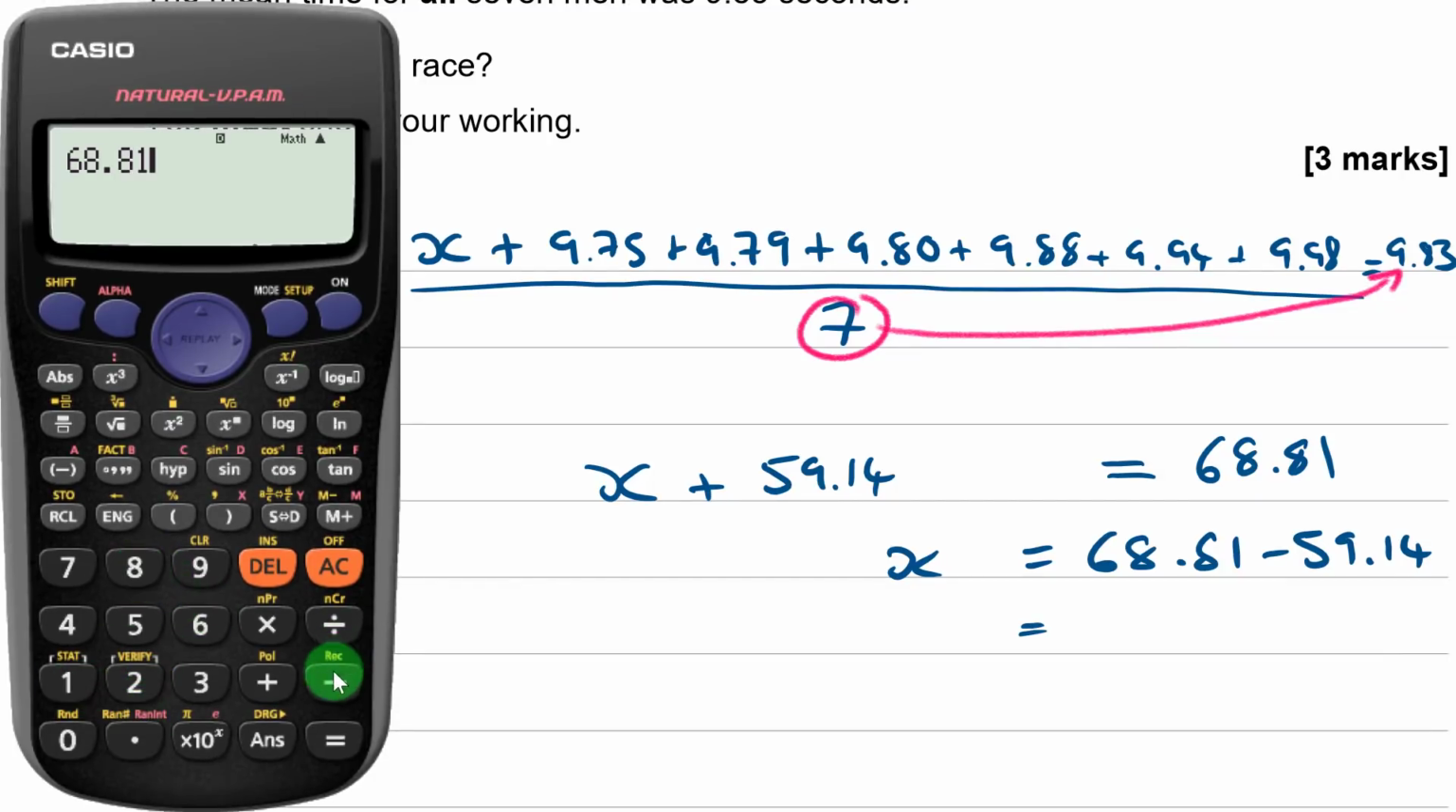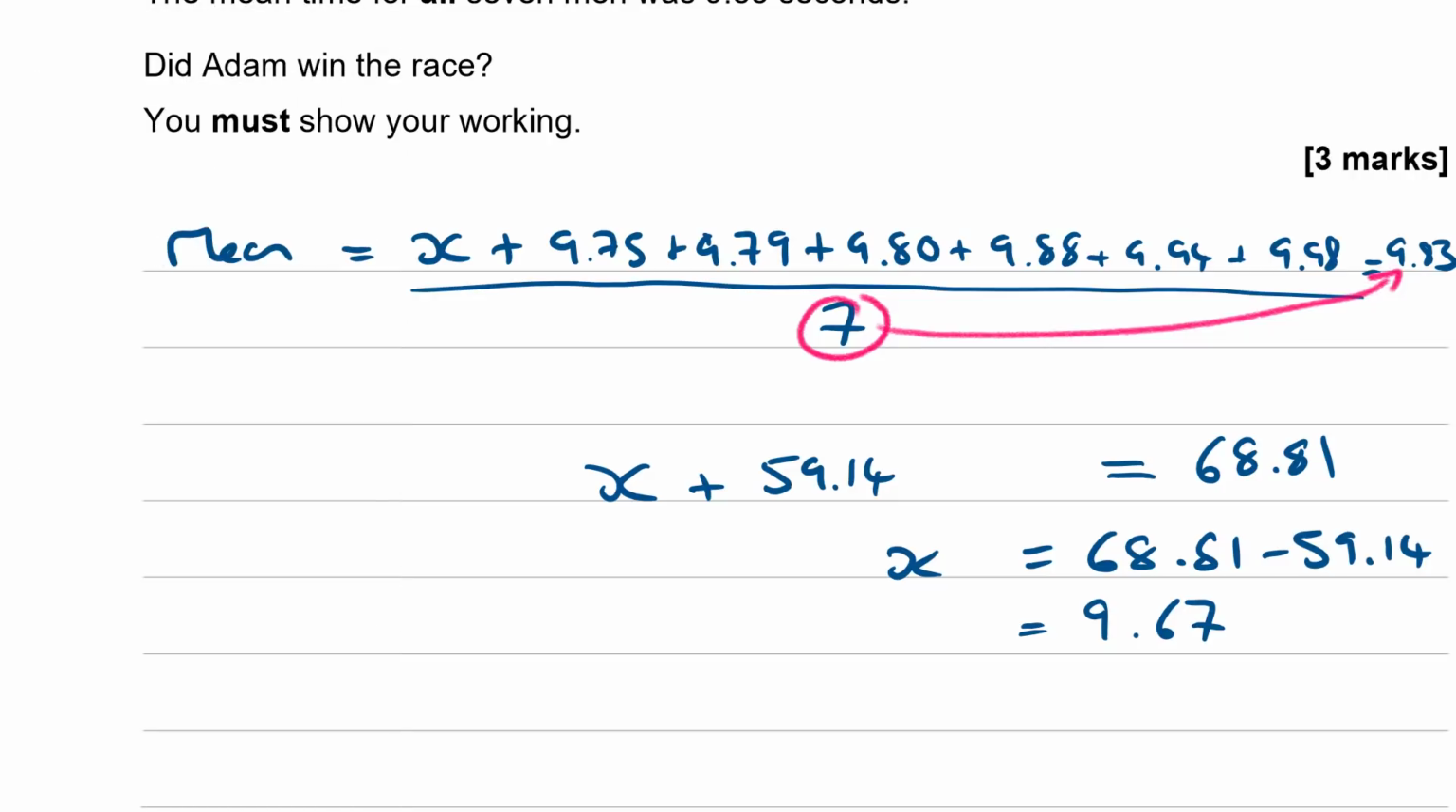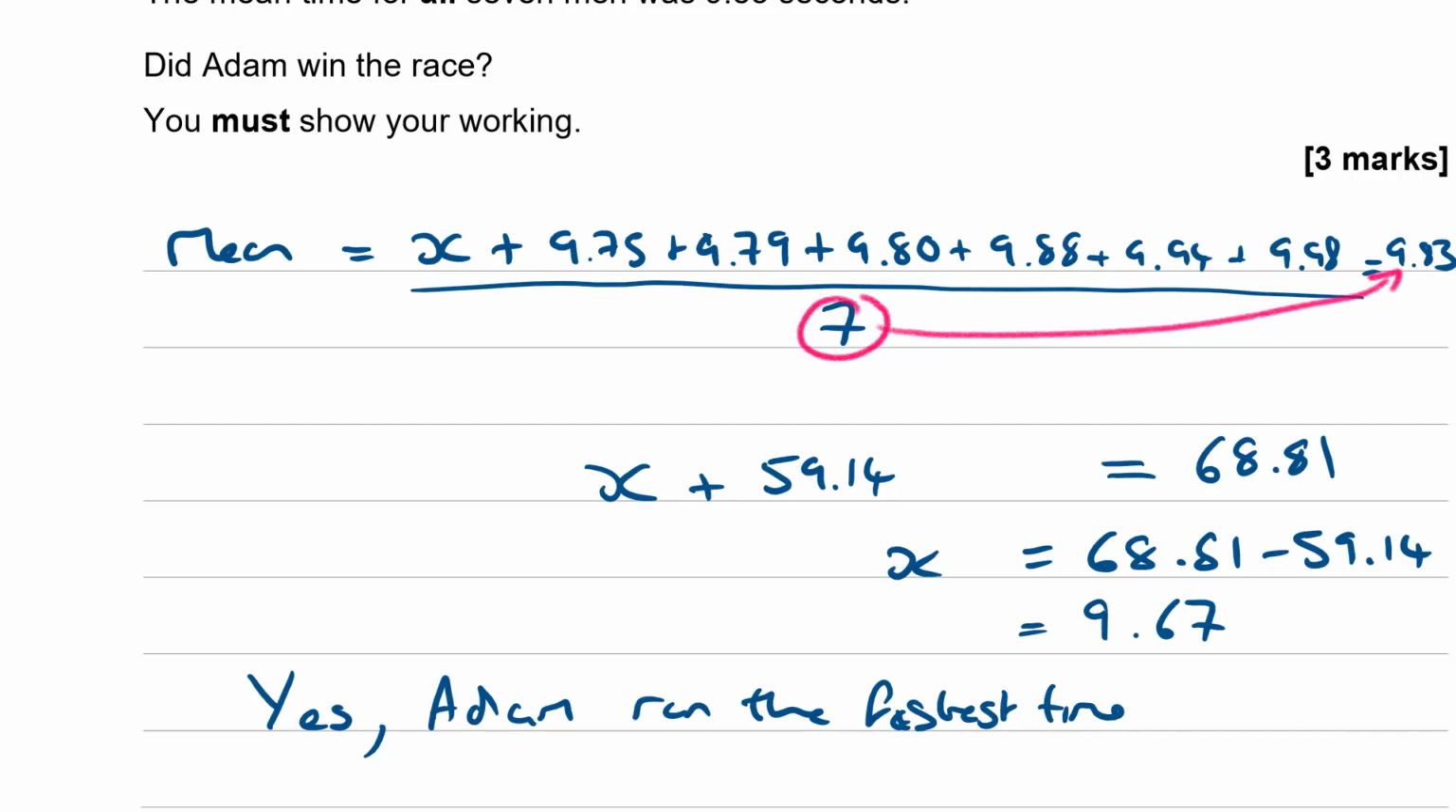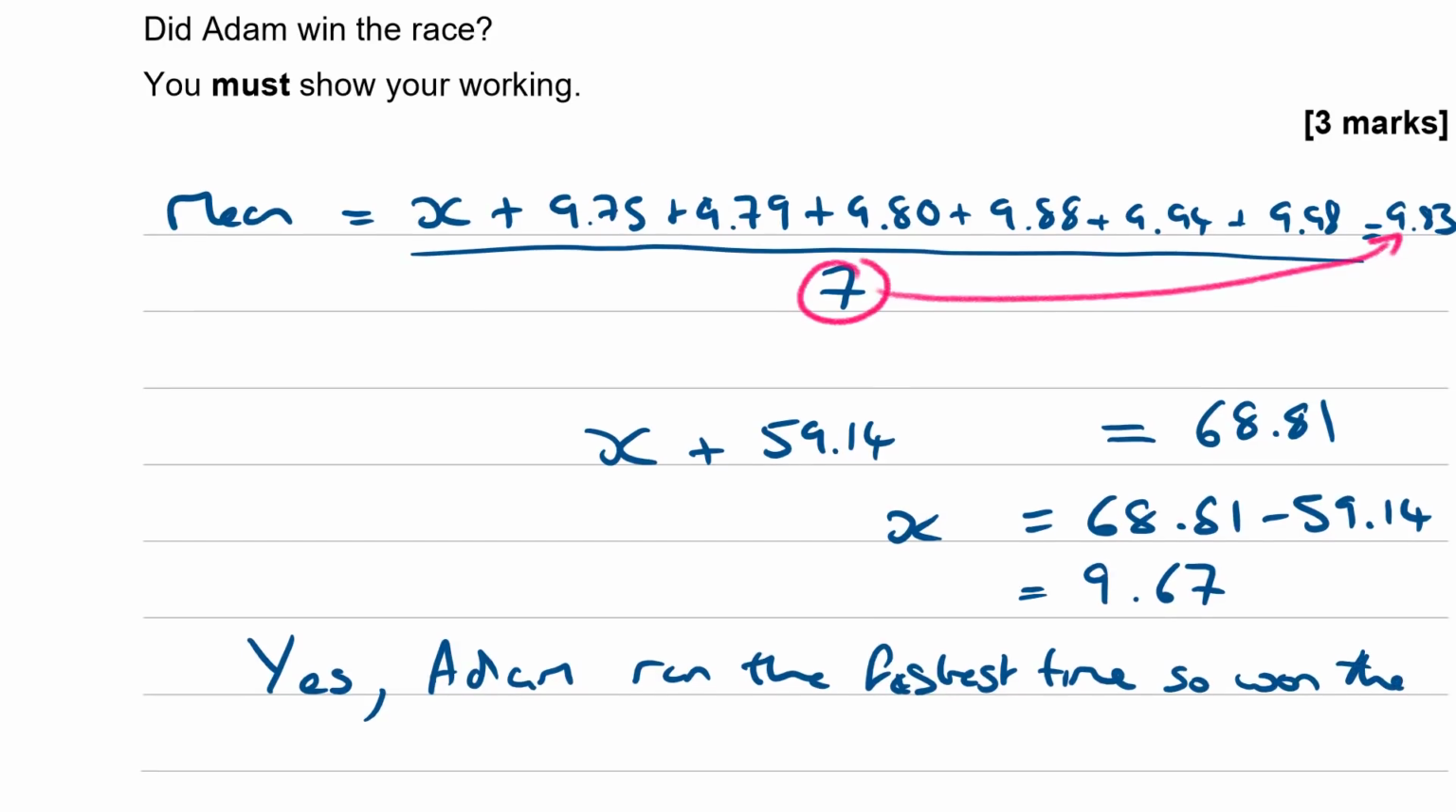So 68.81 minus 59.14 gives the answer 9.67. So did he win the race? Yes, because his time is faster than everybody else's. So I can answer yes. Adam ran the fastest time, so won the race.